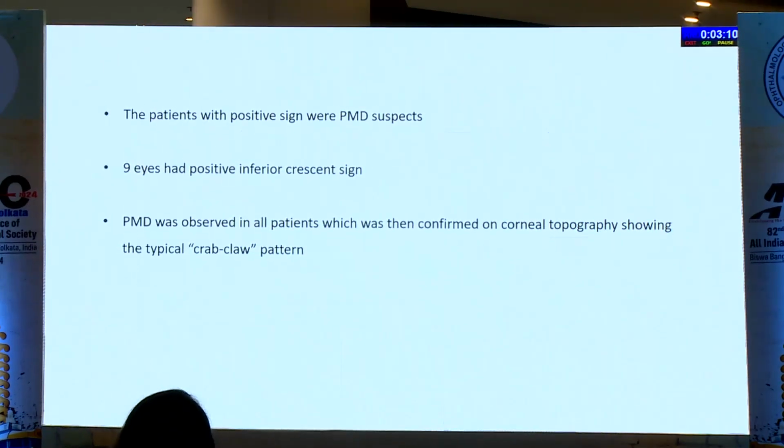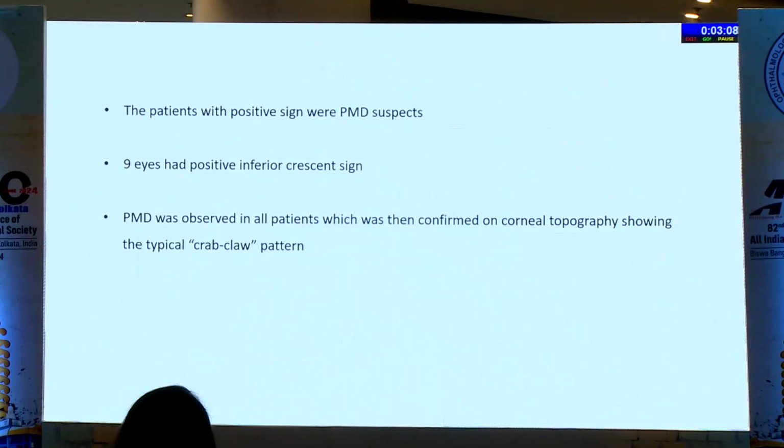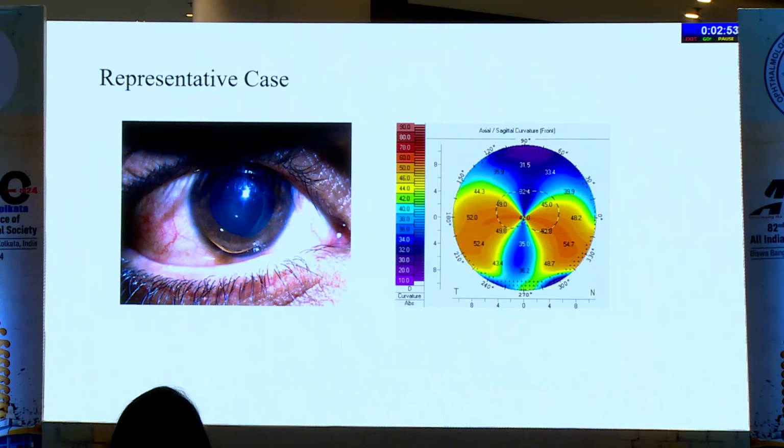Now the patients with positive signs were considered PMD suspects. 9 eyes had positive inferior crescent sign. PMD was observed in all the patients, which was then confirmed using corneal topography showing the typical crab claw pattern. This is one of the representative cases where we can see that on torchlight examination the typical inferior crescent was seen, and on topography it was confirmed that the patient was having pellucid marginal degeneration. The topography showed a crab claw or kissing dove's pattern.